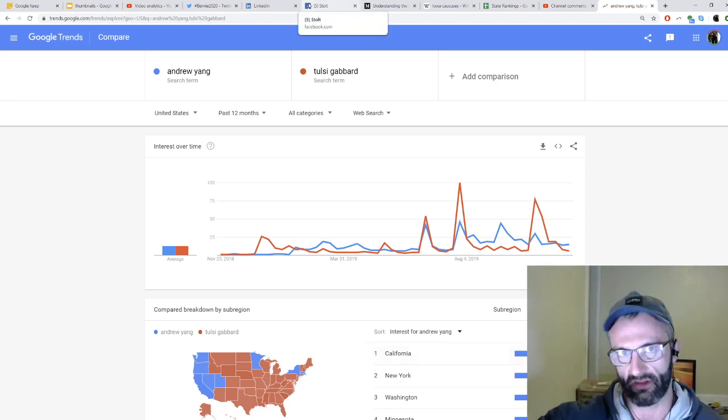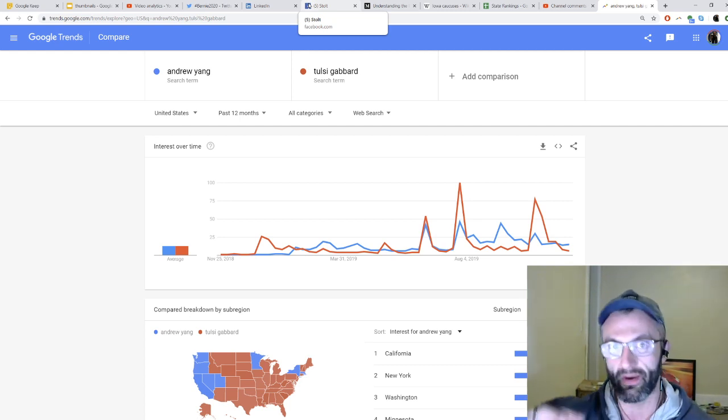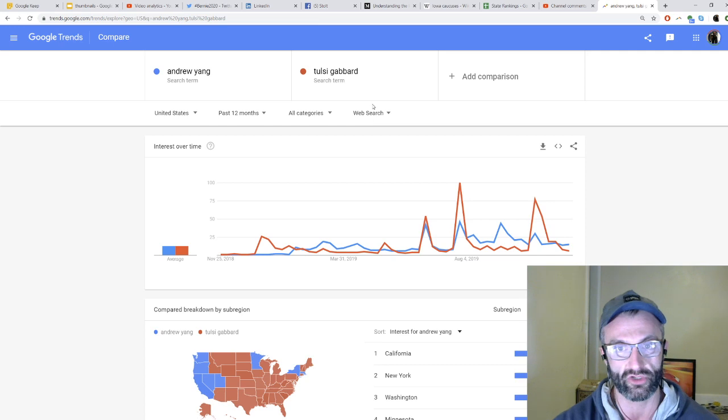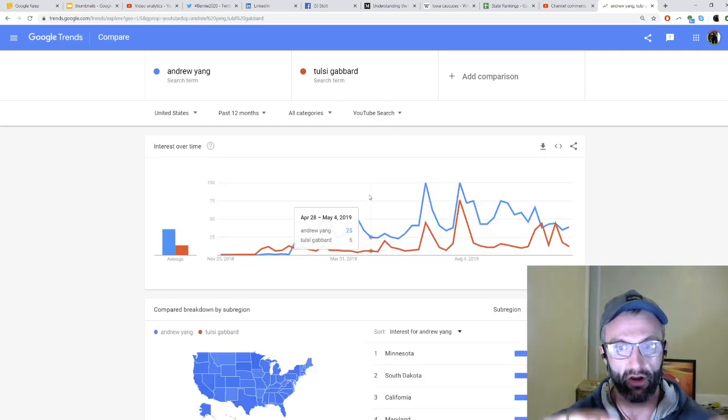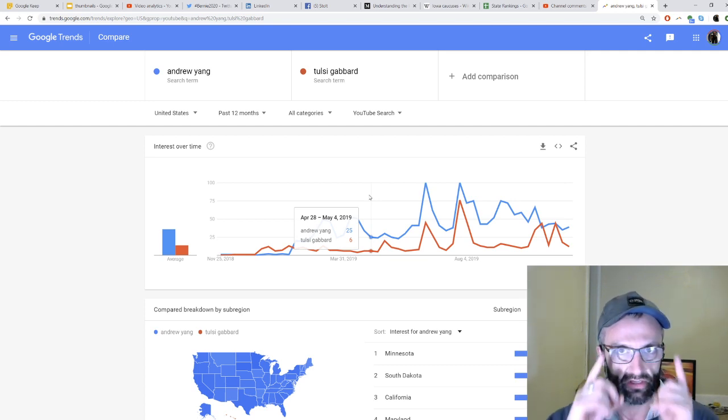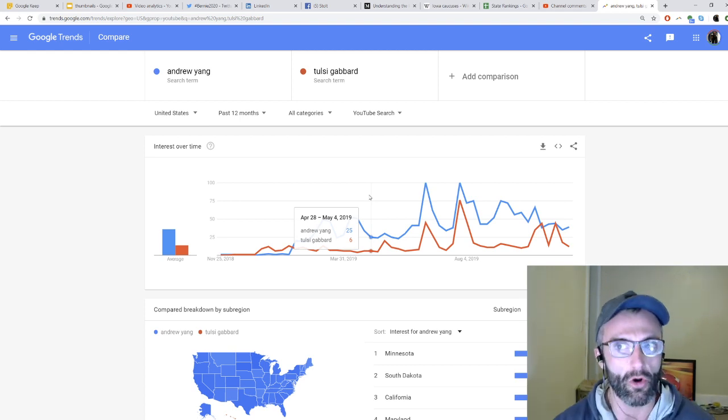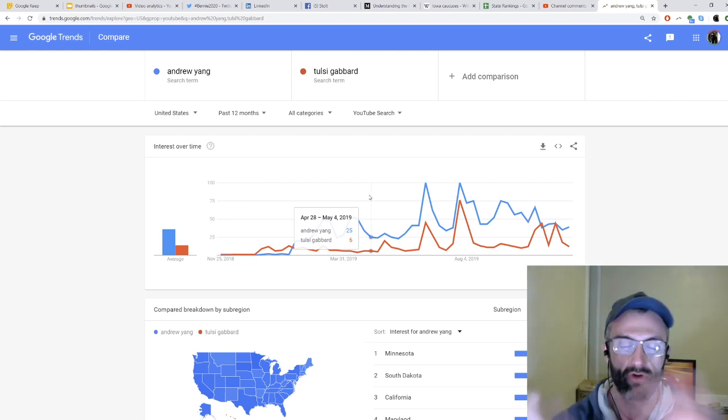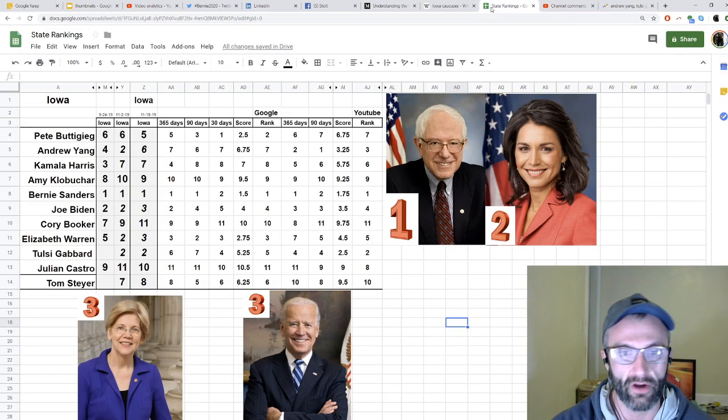But then I do this at the 3-month and the 1-month on Google search volume as well as YouTube search volume, which is over here. We just switch this to YouTube, and now we are looking at all the data on YouTube. And it tells a different story. But the interesting thing is, these are the two biggest sites on the planet, so it captures so much data. So I gathered all of that data together and I put it into a spreadsheet. And this is what I came up with.